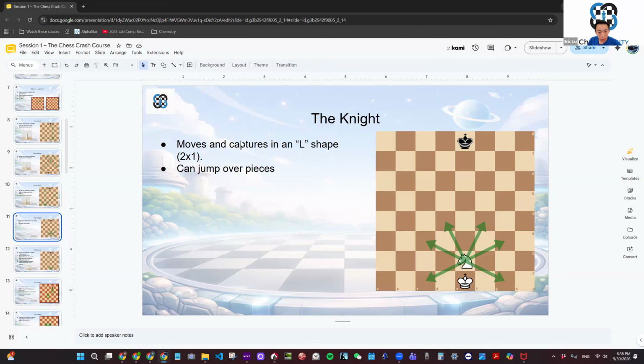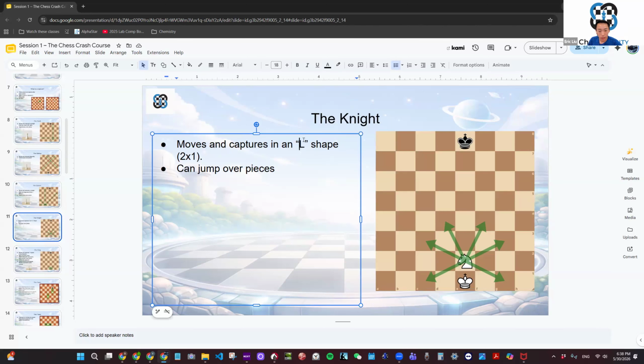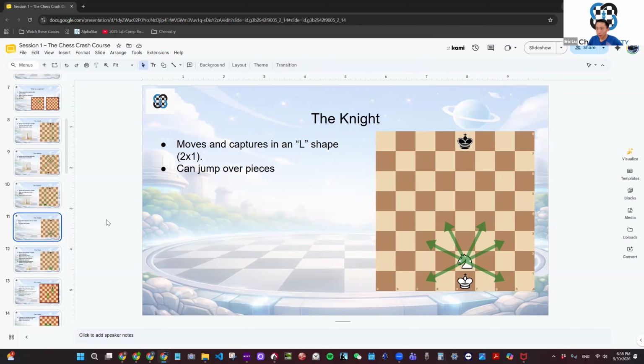The knight moves in an L shape. What does that mean? Well, this is an L, right? It's kind of hard to describe in words, but if you look at the picture, the knight can move to these different squares, because an L is like one left, two up, or one right, two up, and so on. It just moves one square in one direction and then two squares in the other.